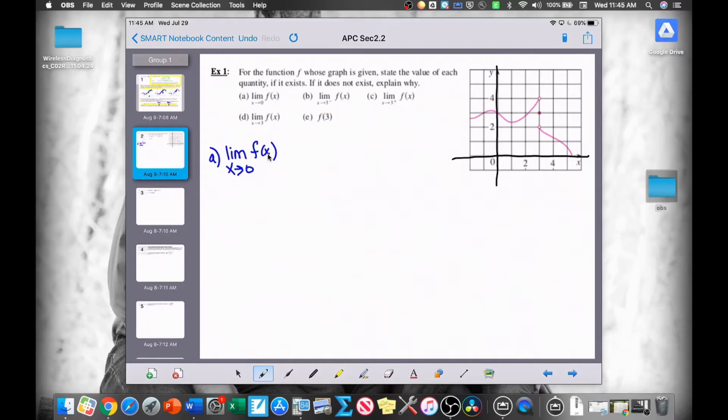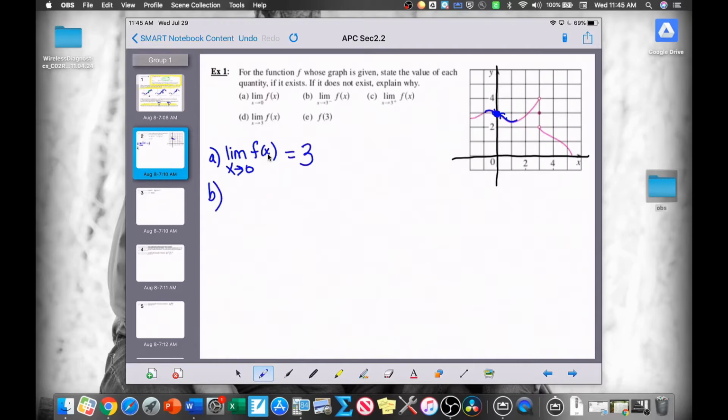easier to read. All right, so as I am approaching x equals 0 from the left, that would be coming this direction right here. And as I'm approaching x equals 0 from the right, that would be that direction right there. So it looks like as x is approaching 0 from both the left and the right, the graph is approaching 3. So the limit does exist, and it is 3.